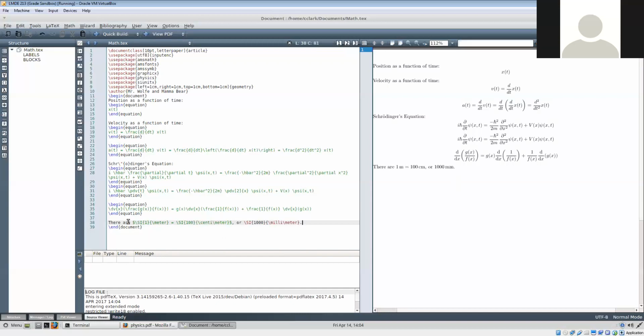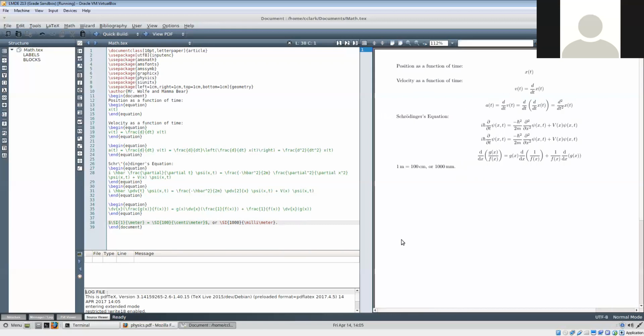No, that's not written right. Let me get rid of this text here. It says one. All right, so things to notice, the meter command that I put in for the units automatically turned into an M. If I want to use SI prefixes, I use a command for each prefix. So the centimeter gets turned into CM, millimeter gets turned into MM.